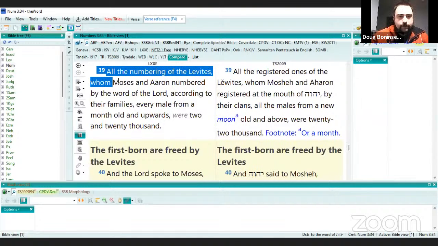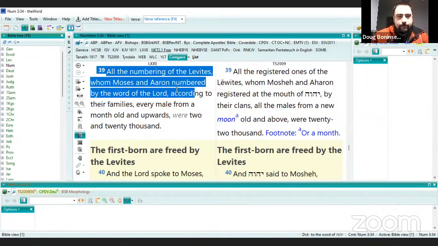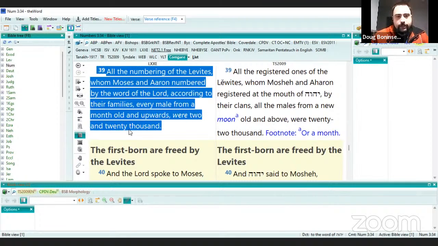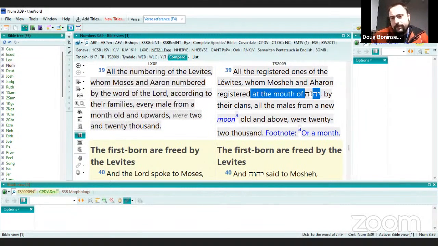All the numbering of the Levites whom Moshe and Aaron numbered by the word of Yahuwah according to their families, every male from a month old and upwards, 220,000. Okay, so again, not too much of a difference with the word of Yahuwah. And again, this could just be an ISR bias because it says at the mouth of Yahuwah. This could be just their personal opinion of how they translated it. So I think other ones would be a little bit closer to the LXX.